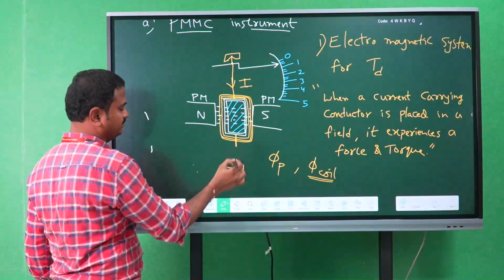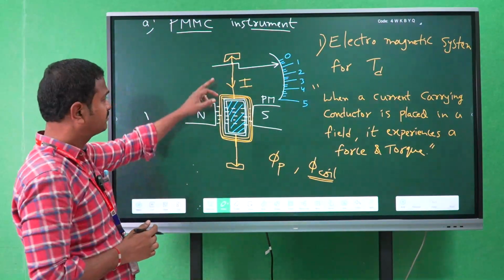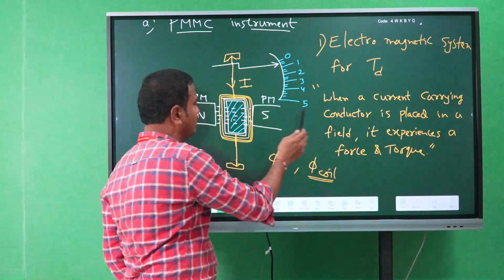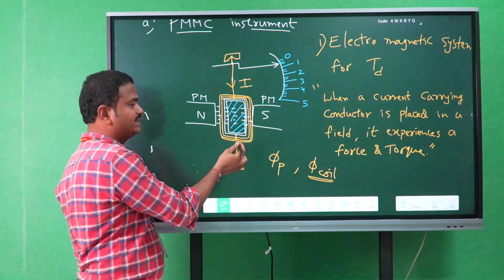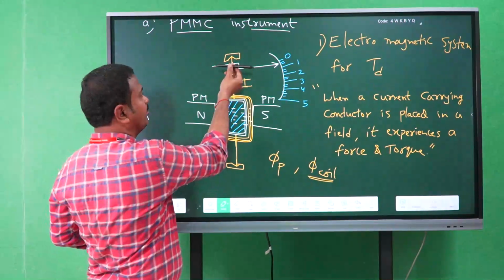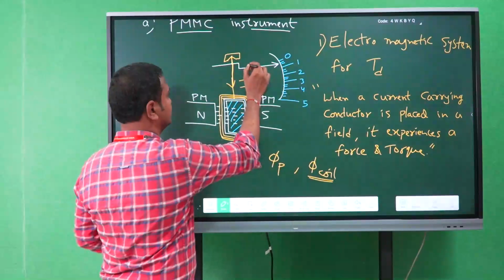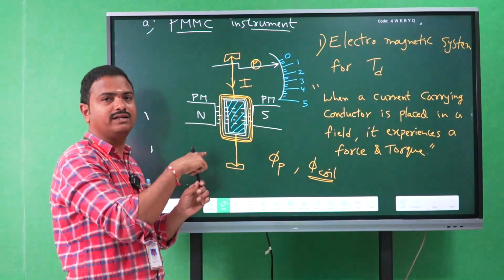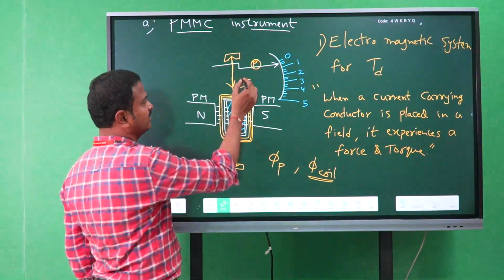So whenever current is flowing through the coil, then according to the principle, the coil will be moving inside the instrument. Then the spindle, which is connected to the aluminum former, is also rotating. Then the pointer attached to the spindle also moves on the scale to represent the value.